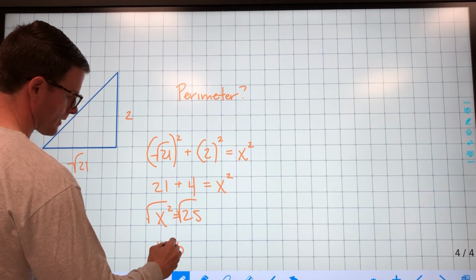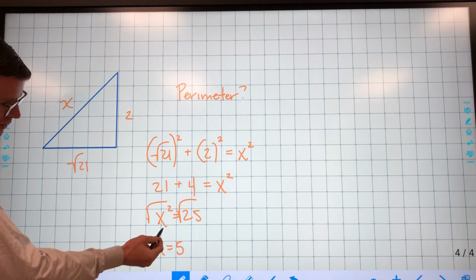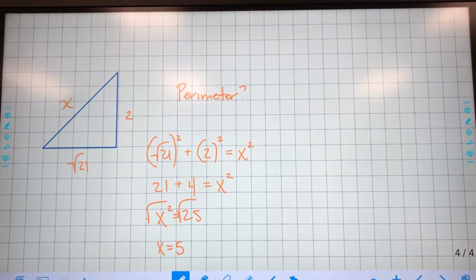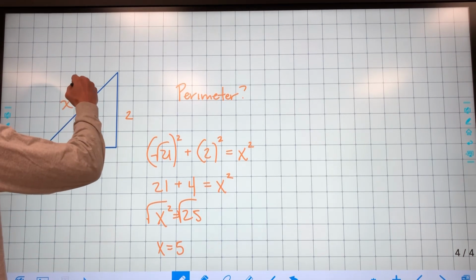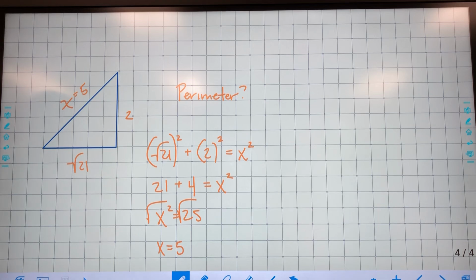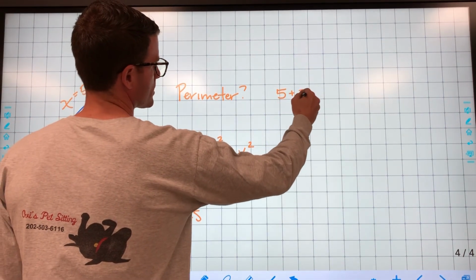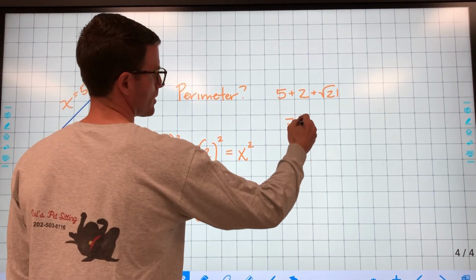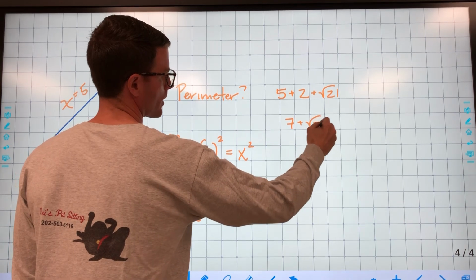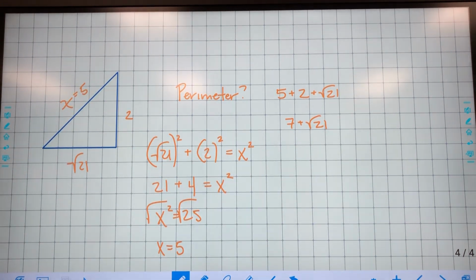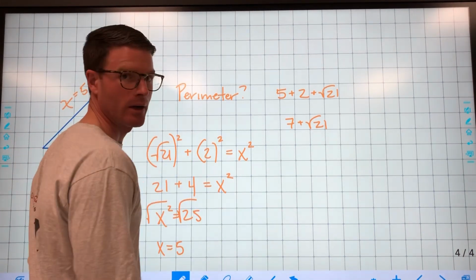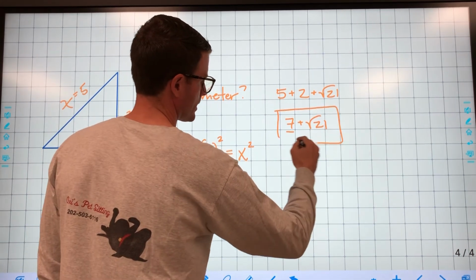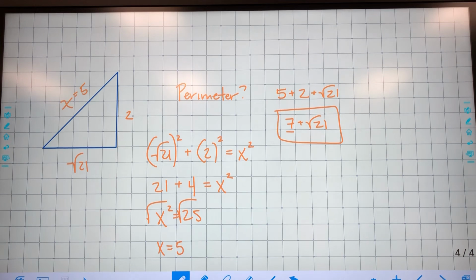X equals 5. Again, we've gone over that this should be 2 answers here, but I know that the negative answer won't work because it's a side length. So we know that x equals 5 here, so I can now find the perimeter. It's going to be 5 plus 2 plus root 21. So that's just 7 plus root 21. Okay, and I'm just going to leave my answer like that. Are these like terms? No, because I don't have a root 21 here, so I can't add. So I just leave it as this, 7 plus root 21.